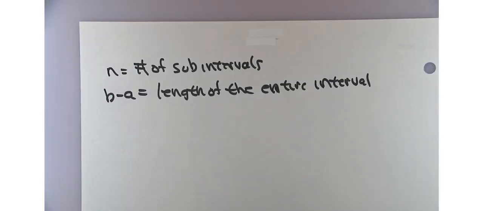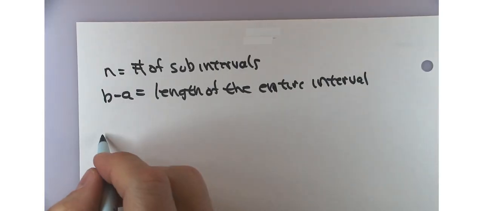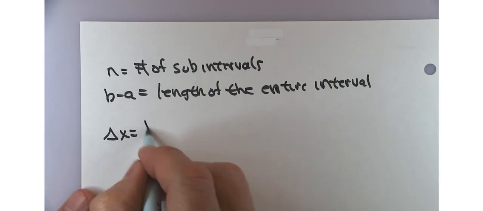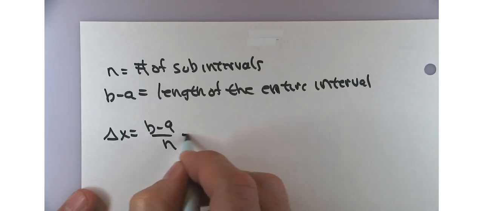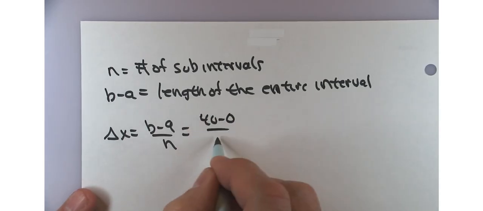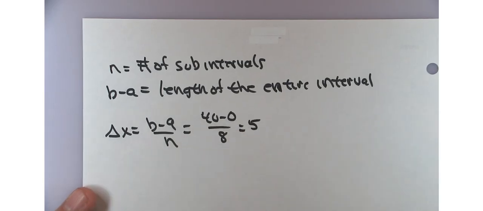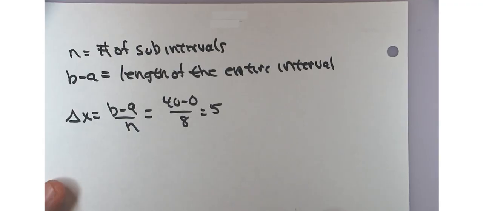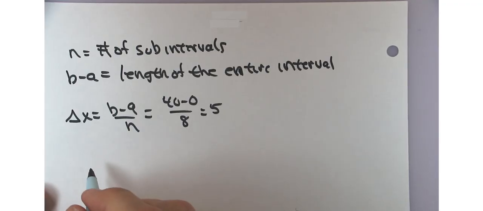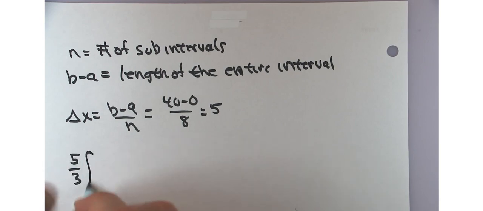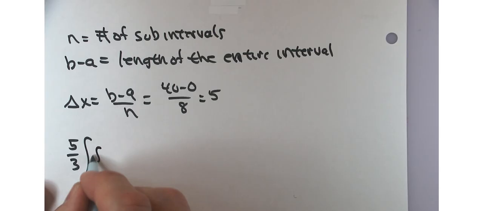So for Simpson's rule, let's start by calculating delta x again. Delta x is going to be our b minus a over n, which is going to be 40 minus 0 over 8. So we'll still end up with 5 like we did the previous one. Nothing much has changed in that regard. But Simpson's rule looks a little bit different. I'm going to take my delta x and divide it by 3. I'm going to start out with f of 0.